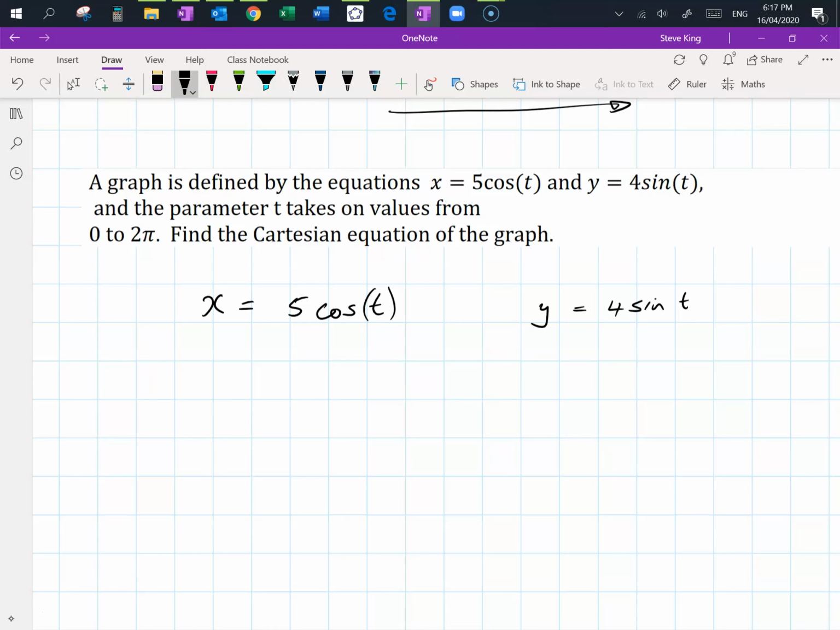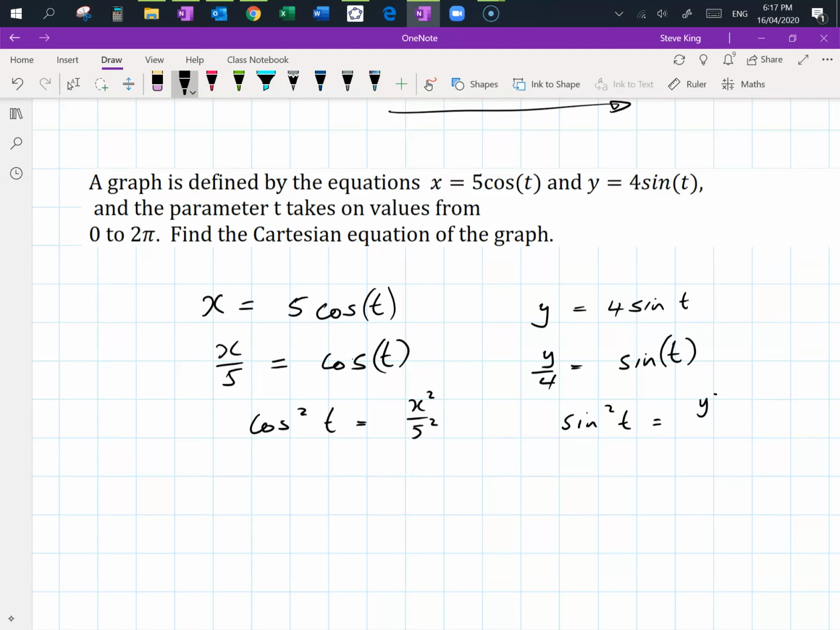If I just rearrange these slightly, I can say x over 5 is equal to cos t, and y over 4 is equal to sine t. And now I square both sides, so that gives me cos squared t is equal to x squared over 5 squared, and sine squared t is going to give me y squared over 4 squared.